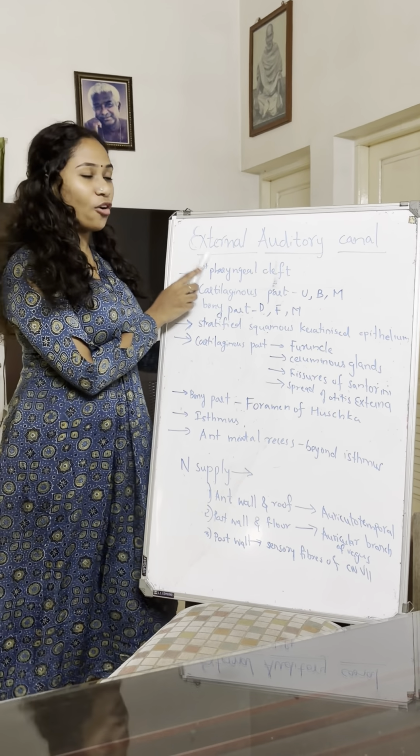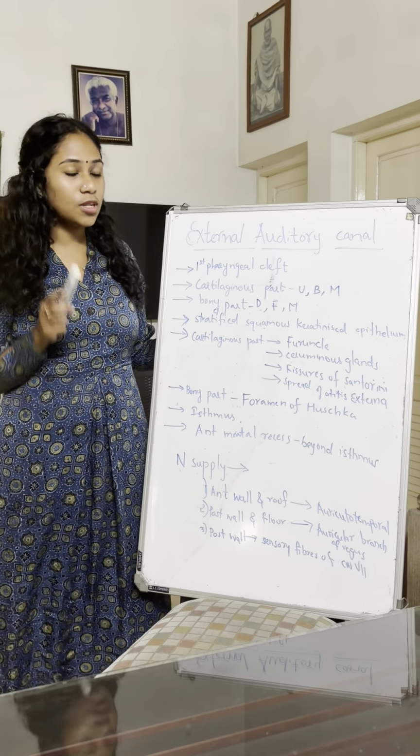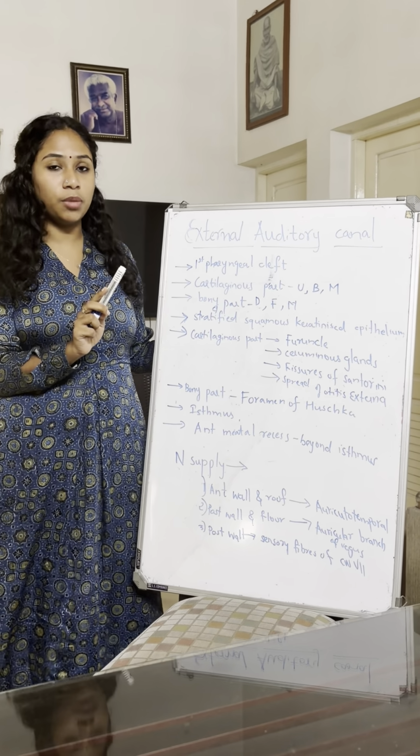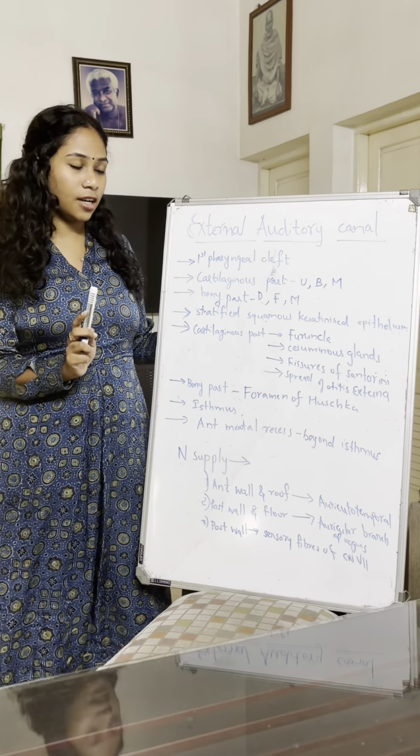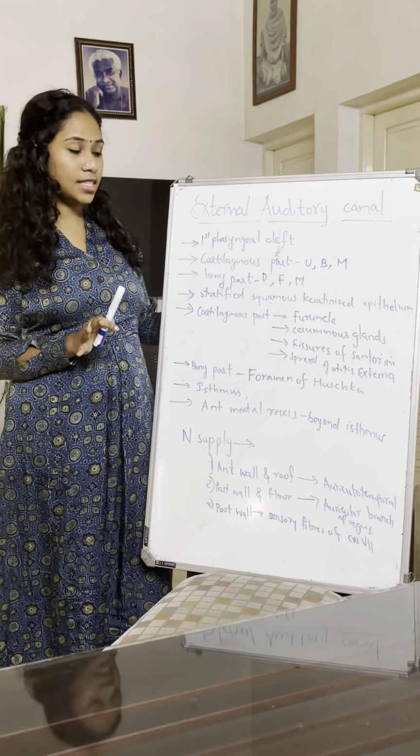Definition of external auditory canal. So we know that external auditory canal is the connection between the pinna, the visible part, and the tympanic membrane. It is the part of the external ear, and it derives from the first branchial cleft or pharyngeal cleft.